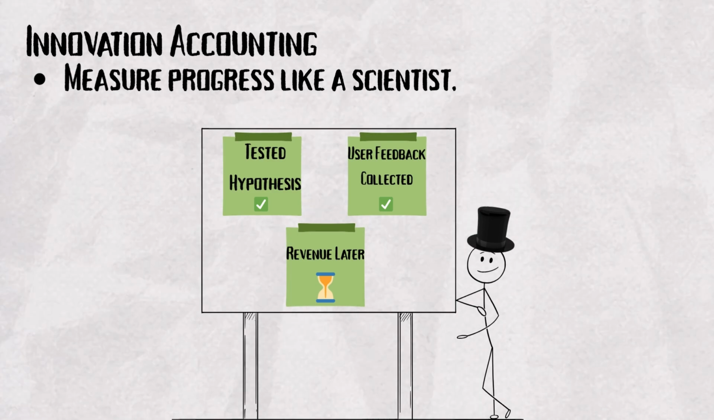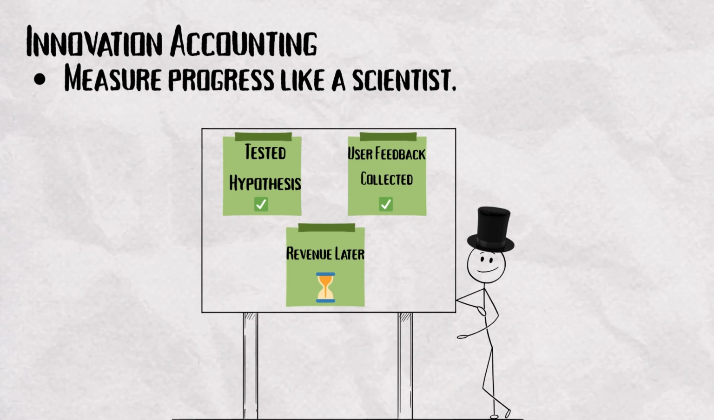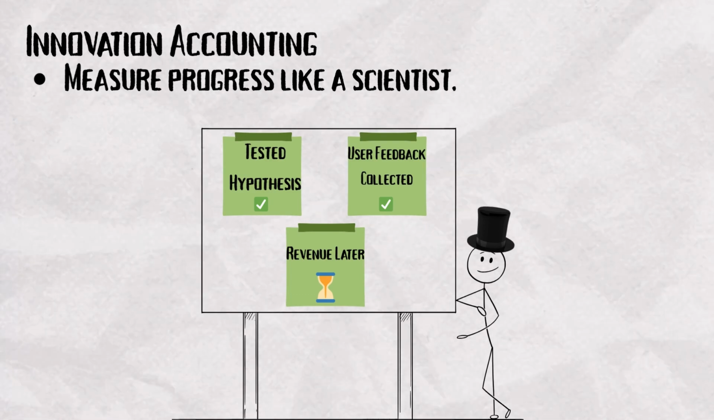For example, Zappos founder tested if people would buy shoes online by listing pics of shoes from local stores. When people ordered, he bought the shoe himself and mailed it. It wasn't profitable, but he proved the concept.